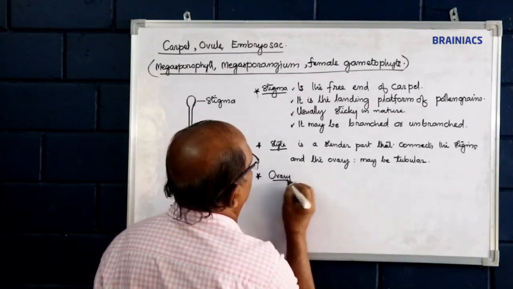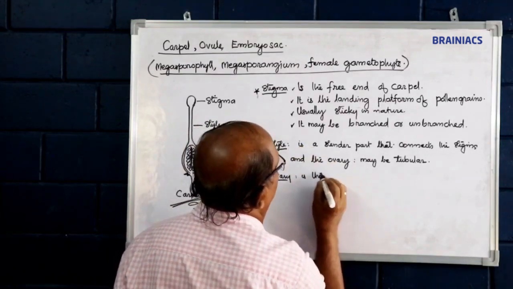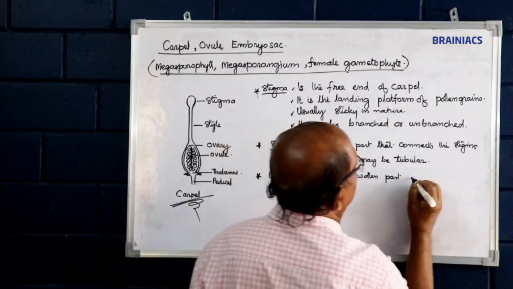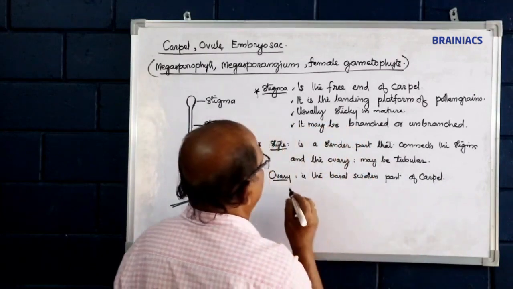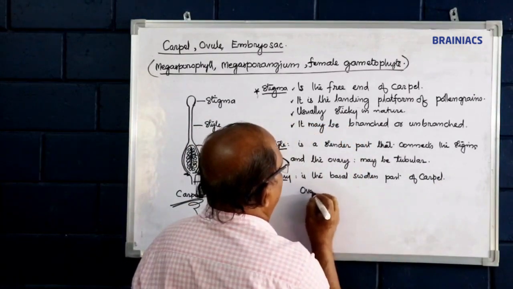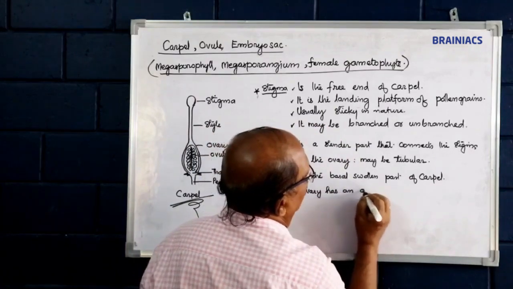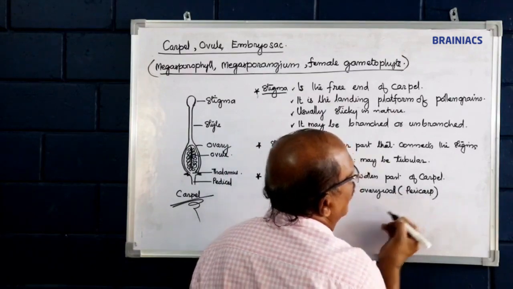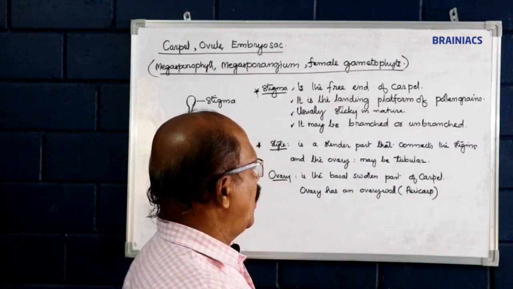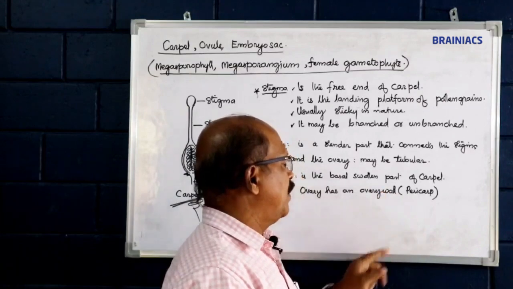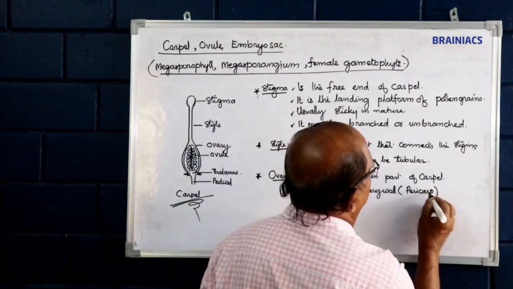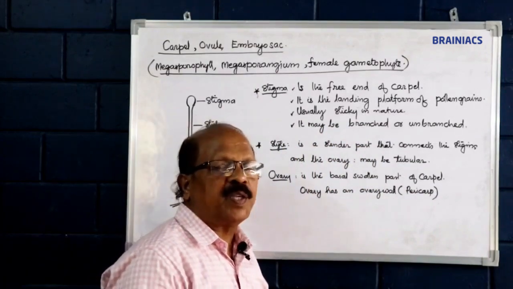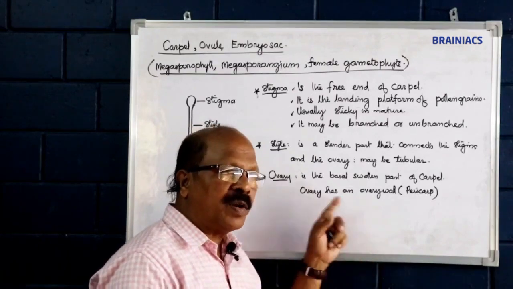Then ovary is the basal swollen part of carpel. Ovary has an ovary wall. Ovary wall becomes fruit wall, the pericarp. Pericarp is the protective covering of fruit, a simple fruit. Fruit wall is called pericarp, having epicarp, mesocarp, endocarp. Ovary becomes fruit and ovary wall becomes the fruit wall.